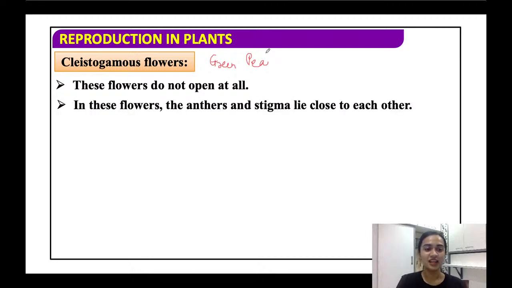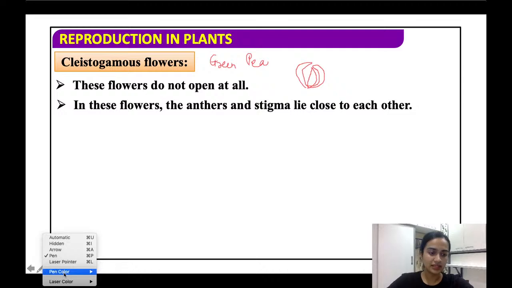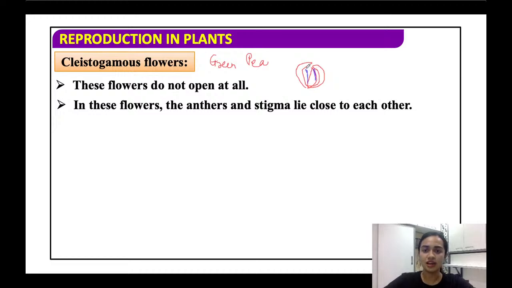In these flowers, the anther and the stigma lie close to each other. This is very obvious. Since the petals are closed, it will look somewhat like this. Imagine these are the petals and they are closing in. This is the anther and this is the stigma. They are pushed inside and forced to come close to each other.